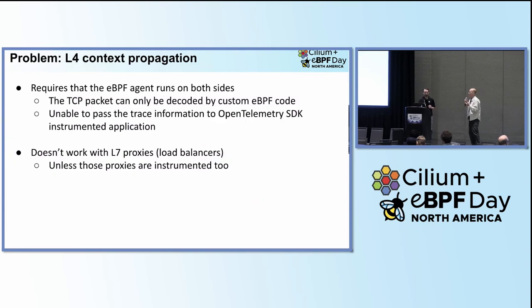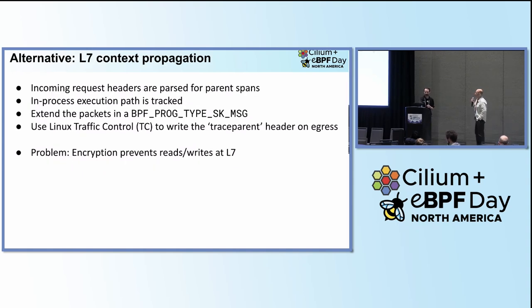Well, one thing is that these TCP packets have to be read and written by the same program, otherwise it doesn't work, which means there's no interoperability between us and the OpenTelemetry SDKs, which sort of defeats the purpose. We're OpenTelemetry, but we can only give the data to another application instrumented the same way. And obviously, any level 7 proxies which replay packets, discard the original packet, and start a new one, like a load balancer, will not work unless those are instrumented with the same approach. So not an ideal solution. Then we looked at something else.